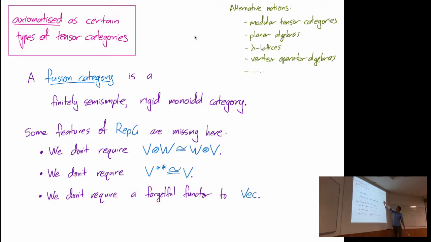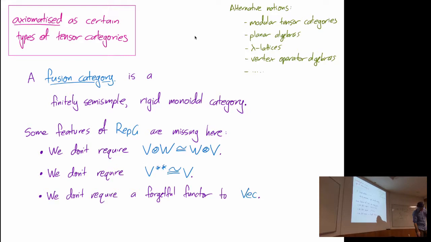I just need to mention here that there are many other things. Quantum symmetry is not meant to be a precise definition for a particular thing. It's a general class of mathematical objects that we're interested in. A fusion category is one very interesting type of quantum symmetry, and maybe I should mention that modular tensor categories are another extremely interesting class, as are planar algebras and lambda lattices. There are a bunch of things that you might want to put under the heading quantum symmetry.